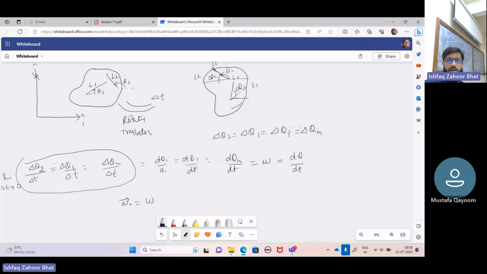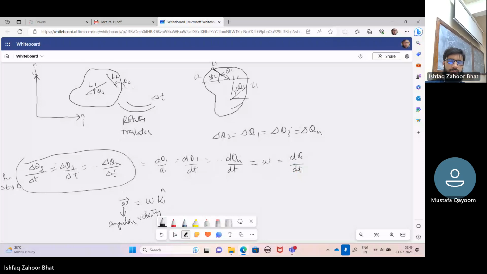And now I am defining the omega vector as omega times k cap, where k is perpendicular to this rotation. Every rotation is going in this 2D plane, the IJ plane. And I am defining a vector whose magnitude is nothing but the rate of change of the angle, and the direction is along k. This is how I define omega vector, and we call this angular velocity.